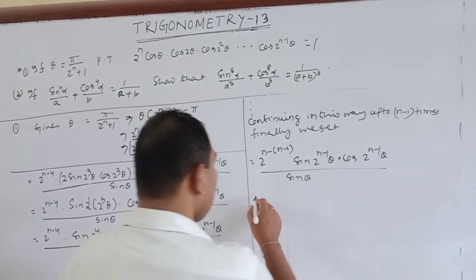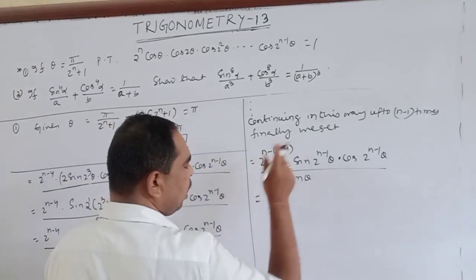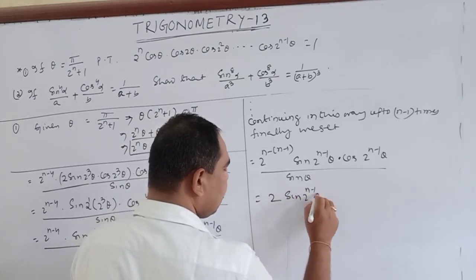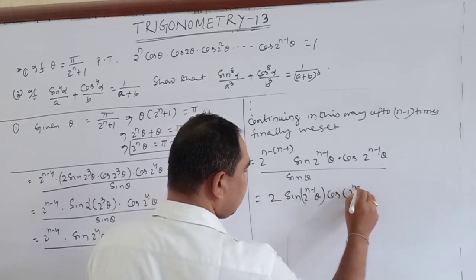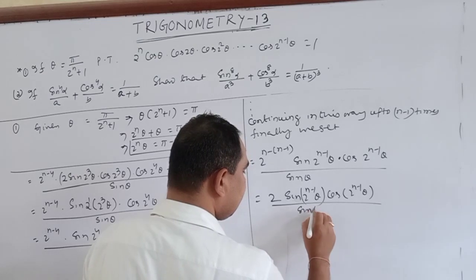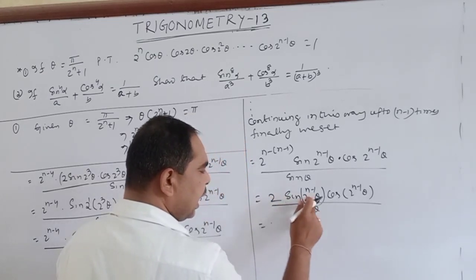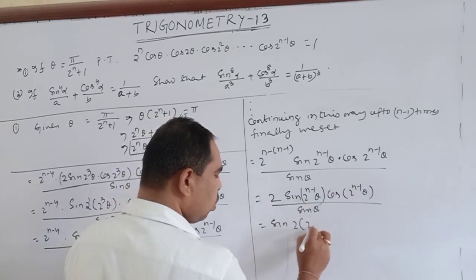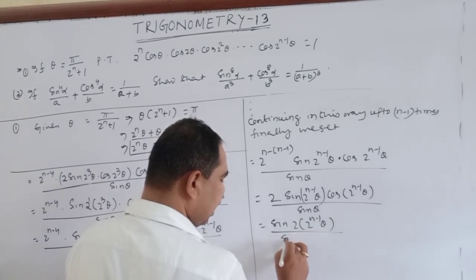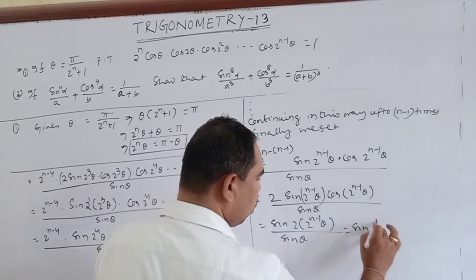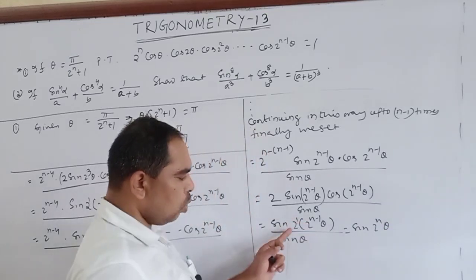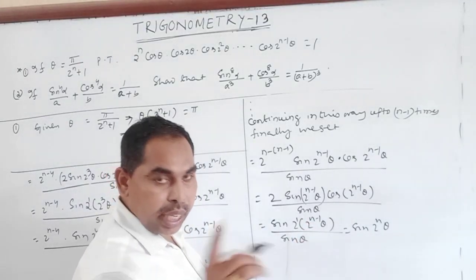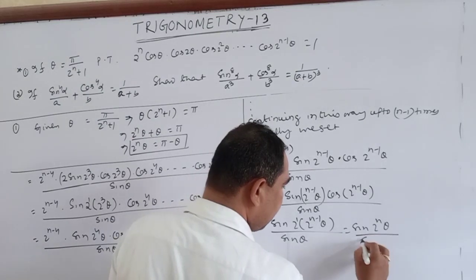So this is equal to 2, and then cancel 2 to the 1, this is sin 2^(n-1)θ into cos 2^(n-1)θ divided by sin θ. This is 2 sin a cos a, and 2 sin a cos a is equal to sin 2a, where 2a means 2^(n-1)θ. So this is equal to sin 2^nθ, because 2 to the power 1 into 2^(n-1) is 2^n, that is n minus 1 plus 1, which is n. So sin 2^nθ divided by sin θ.